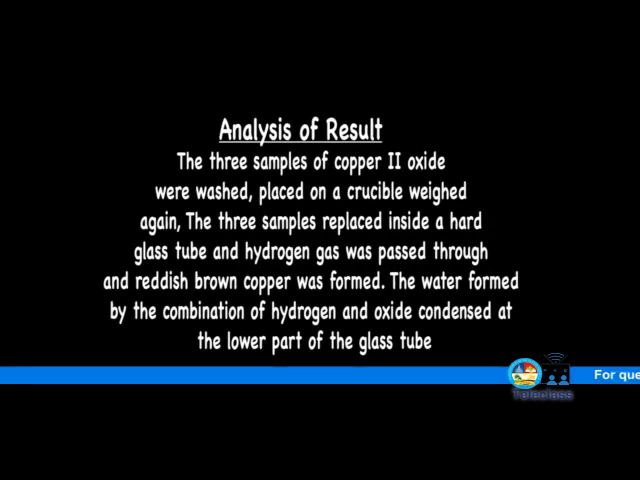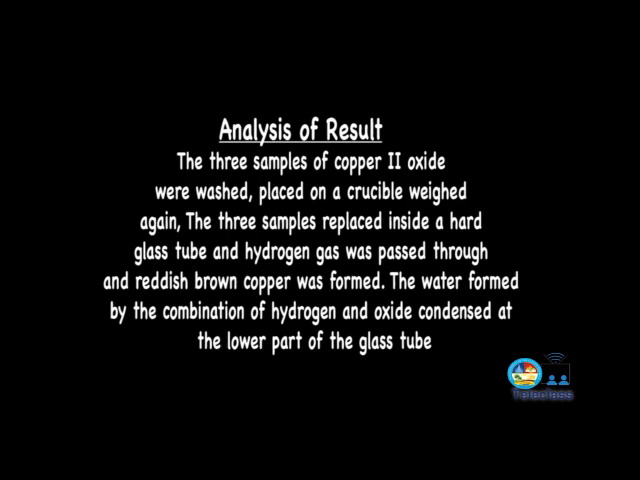The copper(II) oxide that was produced was weighed, and the weight noted. Then the copper(II) oxide was placed inside the porcelain boat. Both the copper(II) oxide and the porcelain boat were weighed, and the weight was noted. Then the porcelain boat with copper(II) oxide was placed into the hard glass tube, and the tube was clamped, and hydrogen gas was passed through the tube.